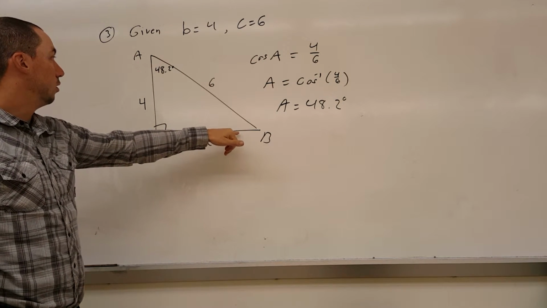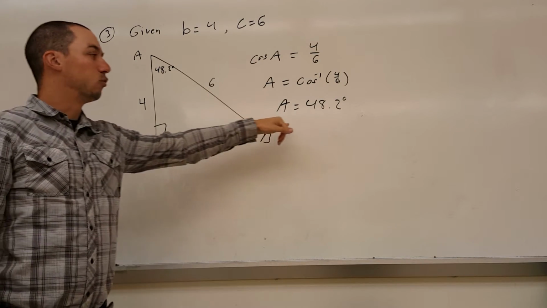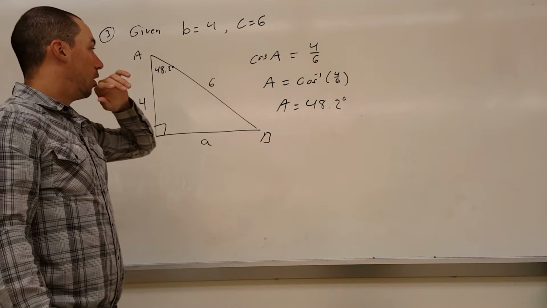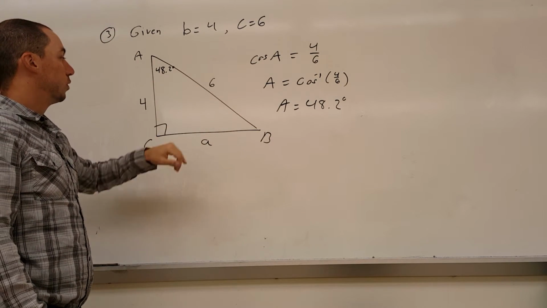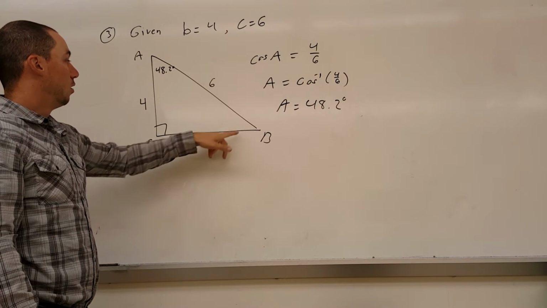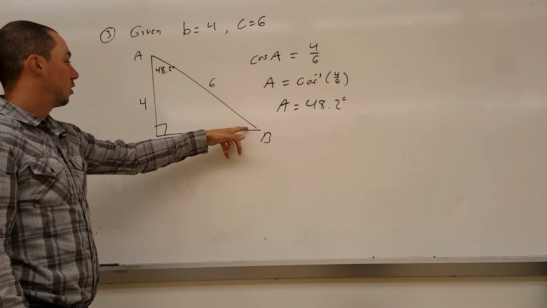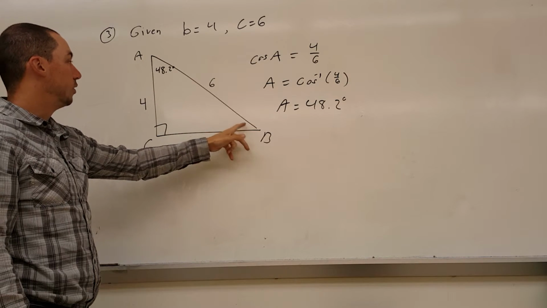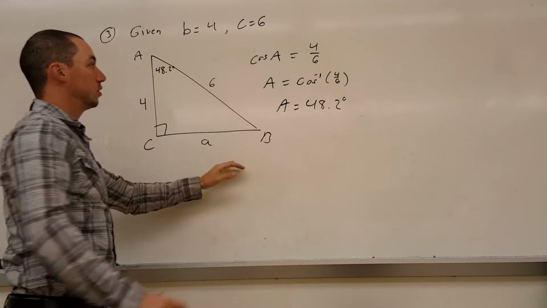Next, since this is a round off error, okay, it's not perfect, I don't like to just do 90 minus 48.2. Let's do some practice here and find angle B. Let's go inverse sine. I want to find the angle B. I know the opposite and the hypotenuse, so inverse sine.